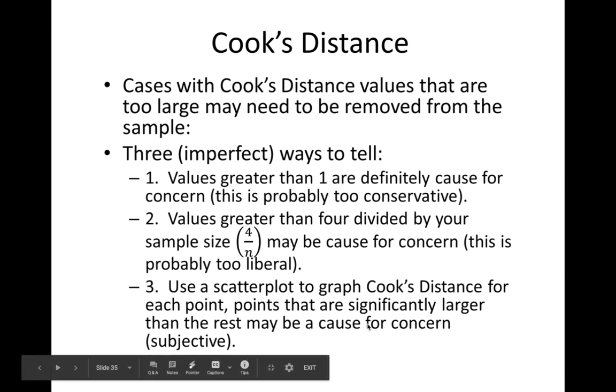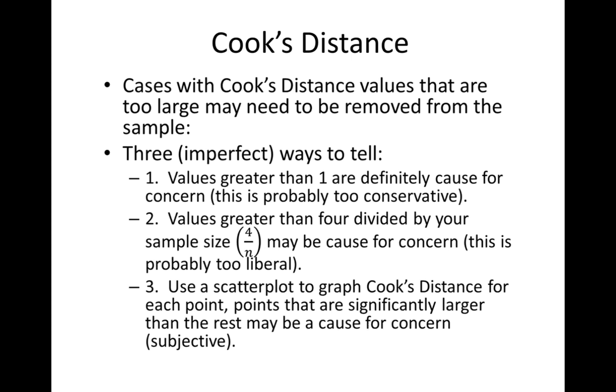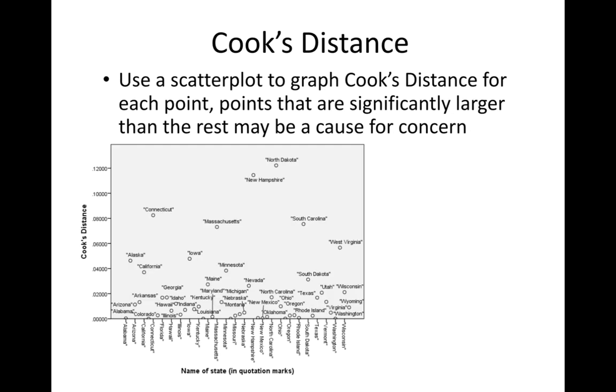Another approach, which is more subjective, is to use a scatter plot and just look for patterns. Are there certain data points that have much larger Cook's distance values than the others? And what happens if those are removed? I'm a big fan of that approach, actually. I think it works pretty well.